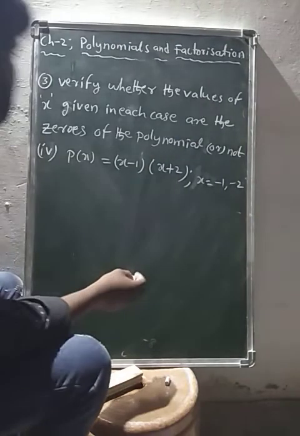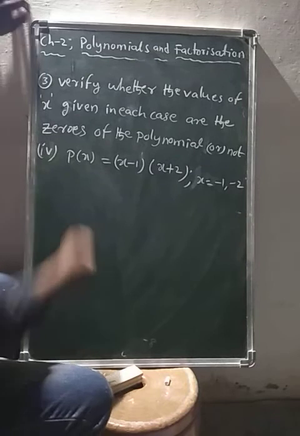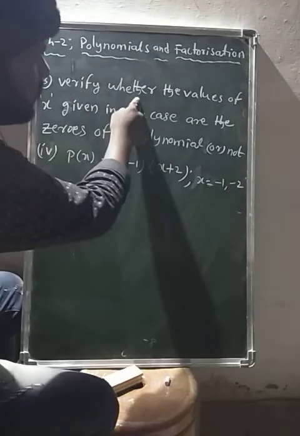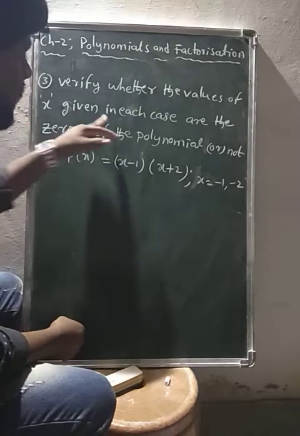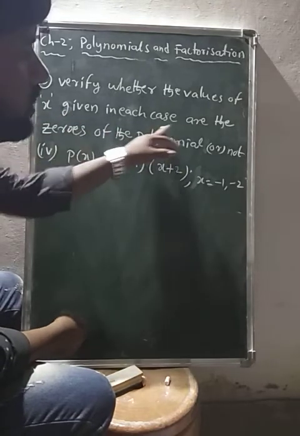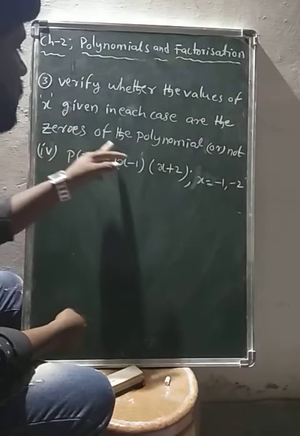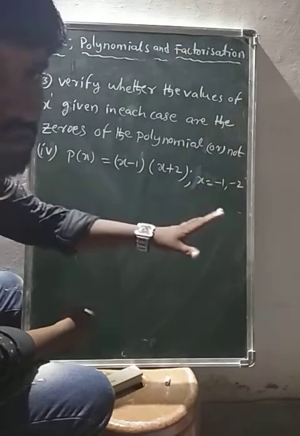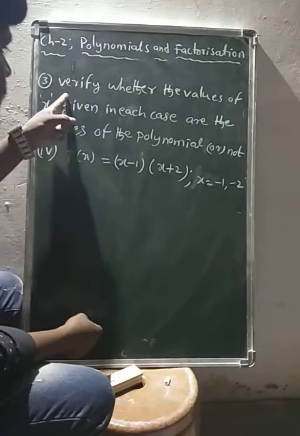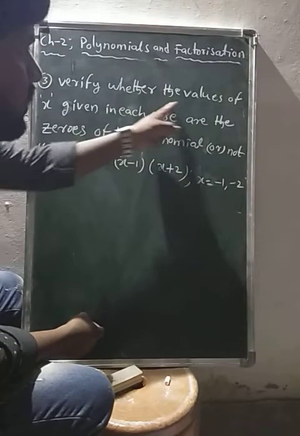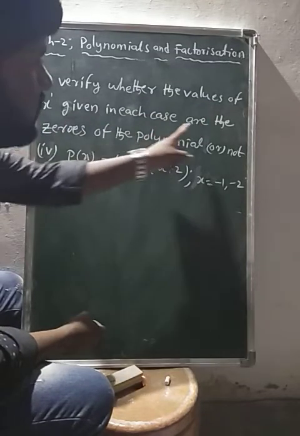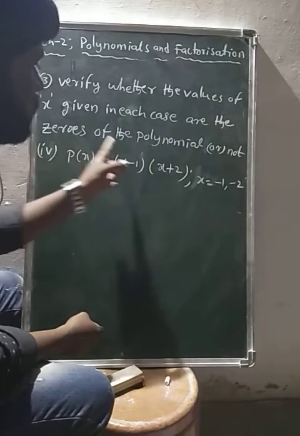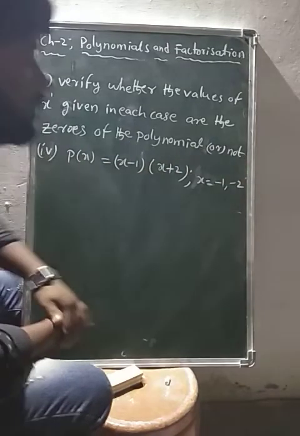Okay students, question number 3: verify whether the values of x given in each case are the zeros of the polynomial or not. What is the question? Verify whether the values of x given in each case are the zeros of the polynomial or not.